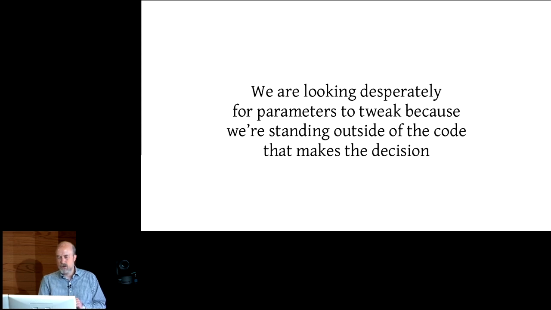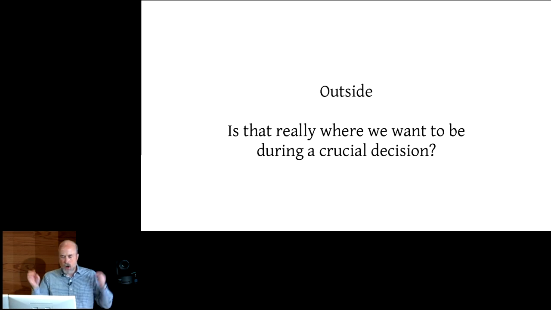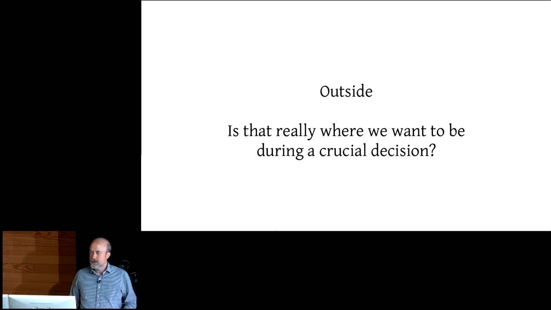We are looking desperately for parameters to tweak. Why? Because we're standing outside of the code that makes the decision. So all of the ideas I was thinking of were really bad ones. It was that feeling of using a framework you're not quite in control of. You're thinking of what parameter can I possibly set here that will make the paragraph behave like I want. We're on the outside. Is that really where we want to be during our code's crucial decision? No.